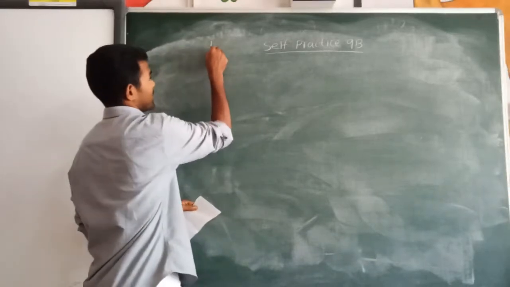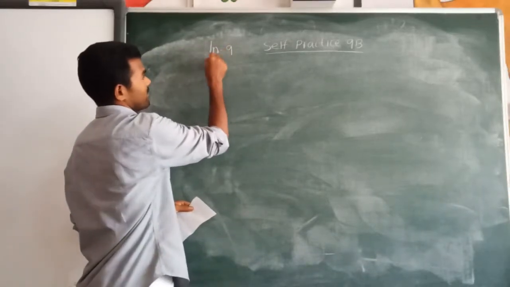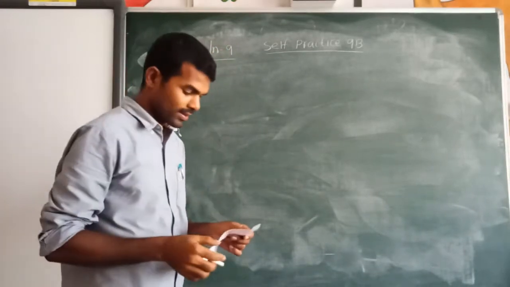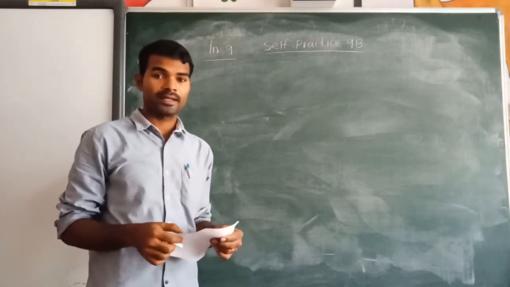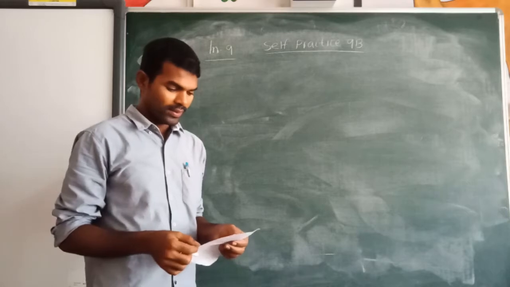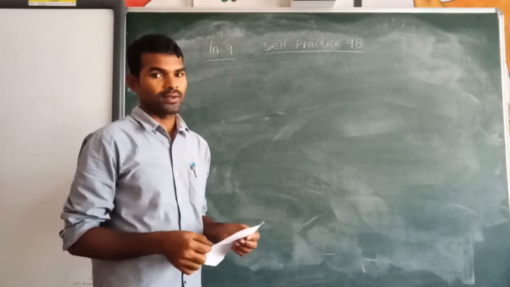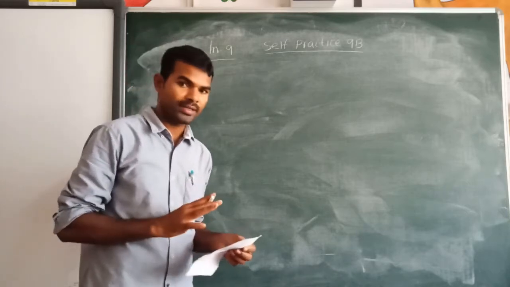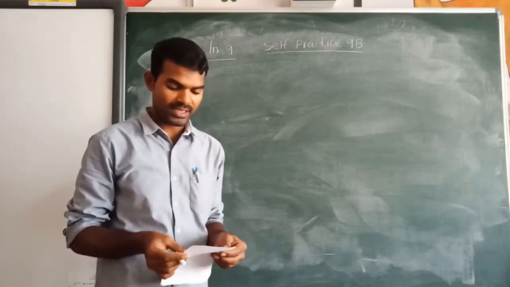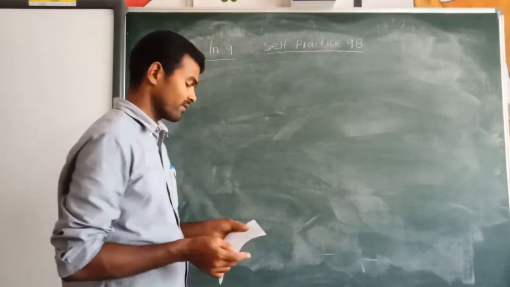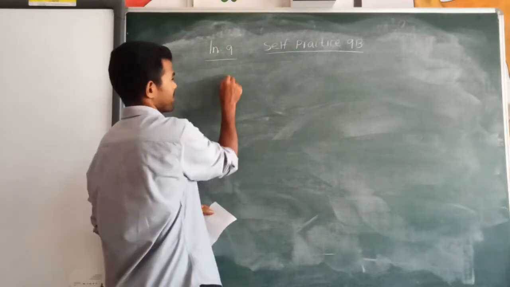Yesterday we started lesson 9, and we completed one exercise. Now let us move on to the next exercise, self-practice 9b. In this exercise, let us see in short what we are going to learn. First, converting fractions to decimals. How do we convert a fraction to a decimal?